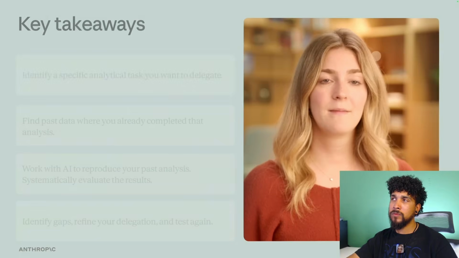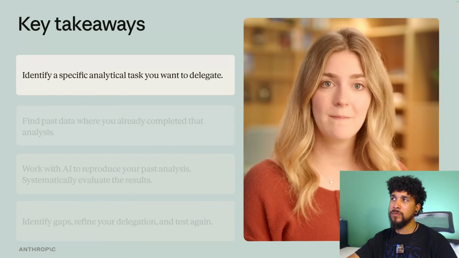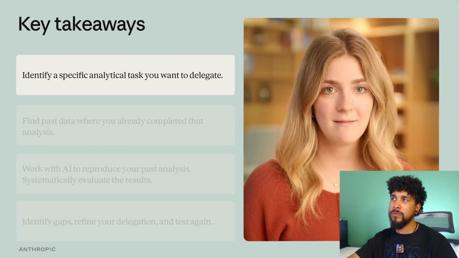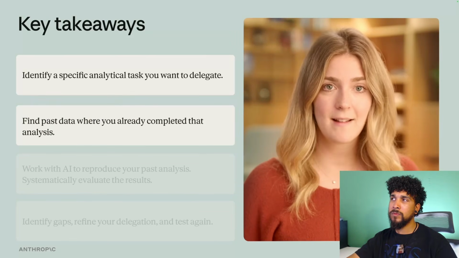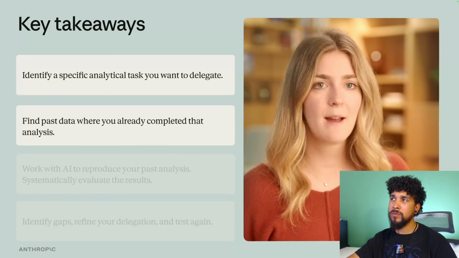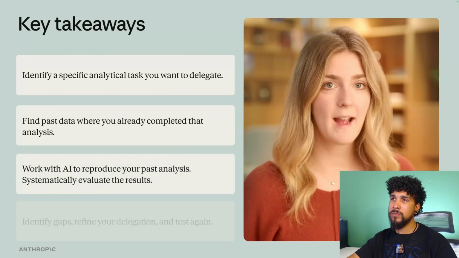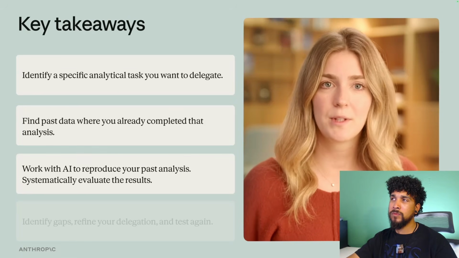So here's the framework. Identify a specific analytical task that you want to delegate. Be precise about what you need. Then find past data where you already completed that analysis. You need the right answers to evaluate whether AI can arrive at them. Work with AI to reproduce your past analysis and systematically evaluate the results.